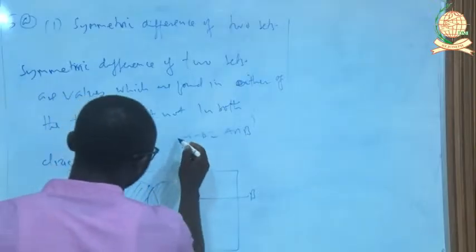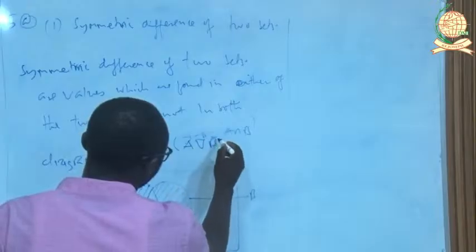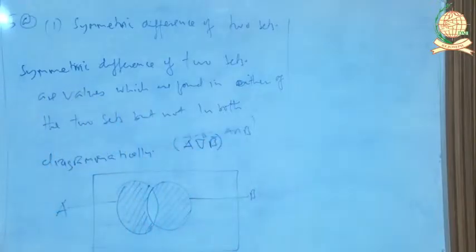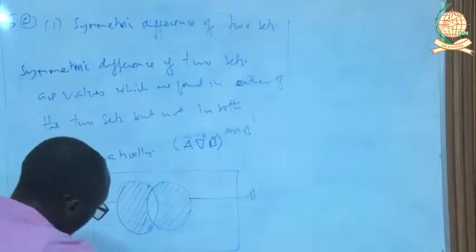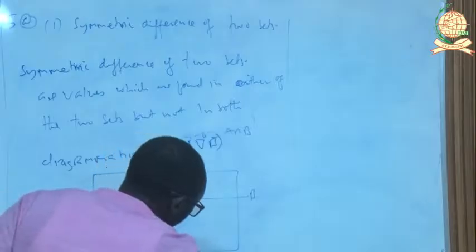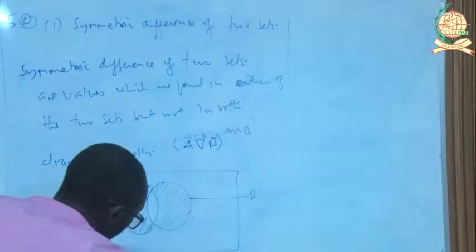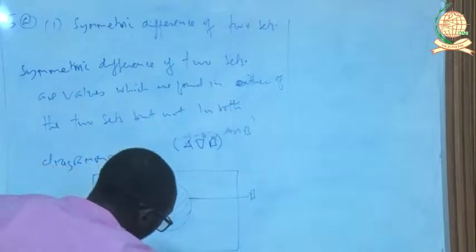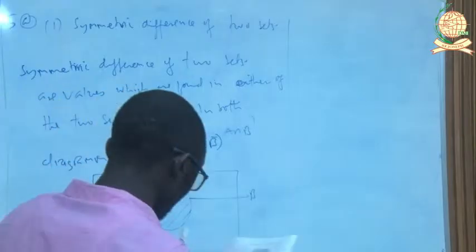Symmetric difference of sets is written as A or B. Mathematically, it is not written that way, not A minus B. They are written as the symmetric difference of set A and B. It is actually written A or B, not A minus B. Sorry for that, not A minus B. So that is the symmetric difference of set.